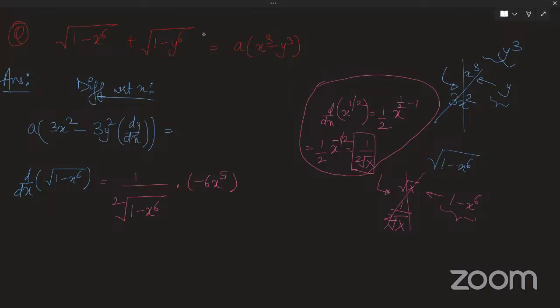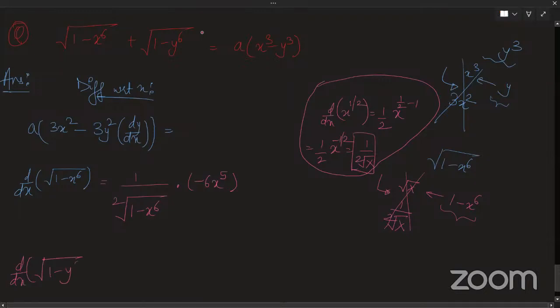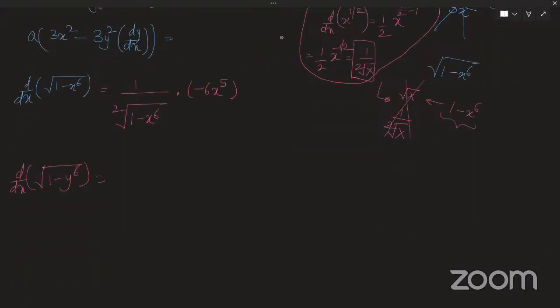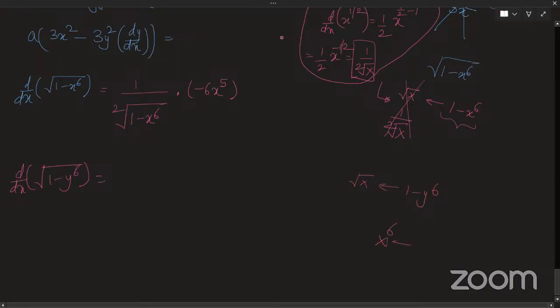So after that, you have completed the derivative of this. Now you differentiate d by dx of square root of 1 minus y raised to 6. Now I want you to do this for homework. It will go in two levels because inside square root of x, you have inserted 1 minus y raised to 6. And in y raised to 6, you have inserted y inside x raised to 6. So it will come into one more level. Fine. So this is for your homework.